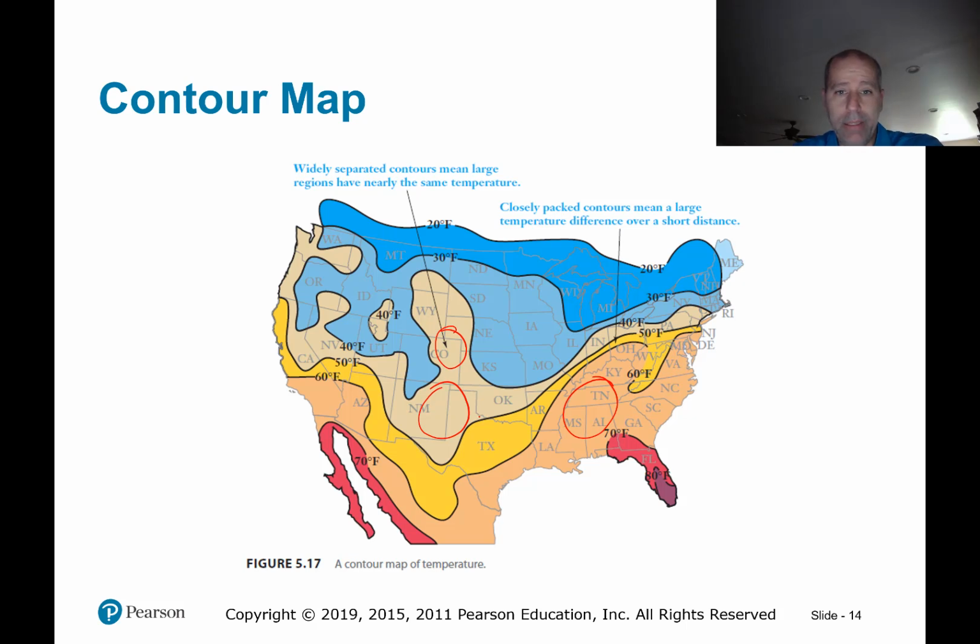Closely packed contours mean that there are temperature differences over short distances, like over here. So if you travel from northern Illinois down to southern Illinois, you'll see a change in temperature. Whereas pretty much Mississippi and Tennessee have the same temperature. Same way with Iowa.